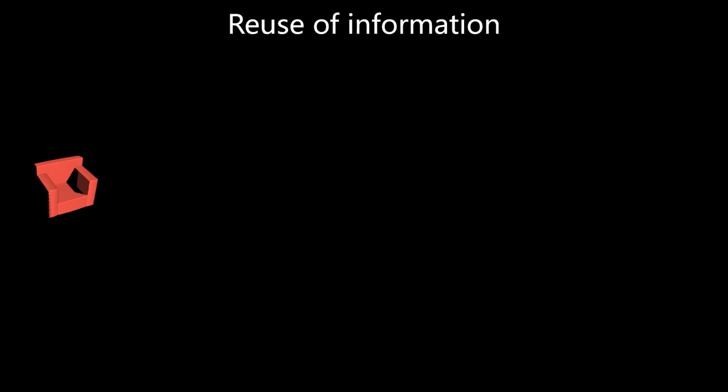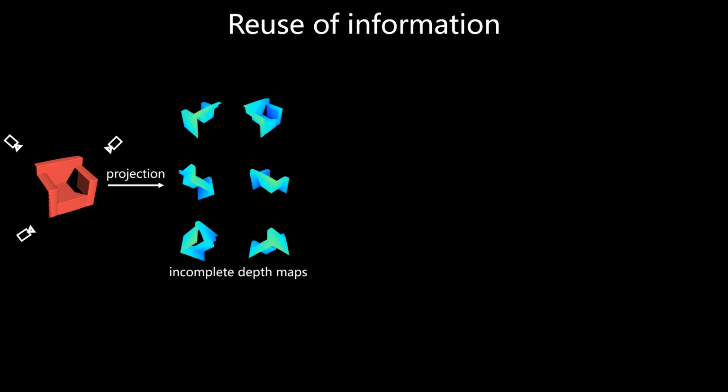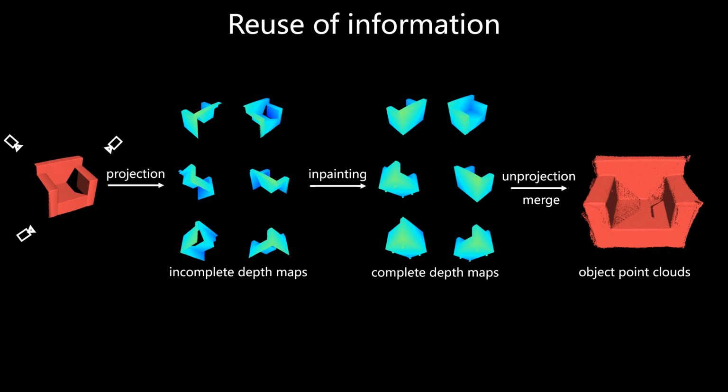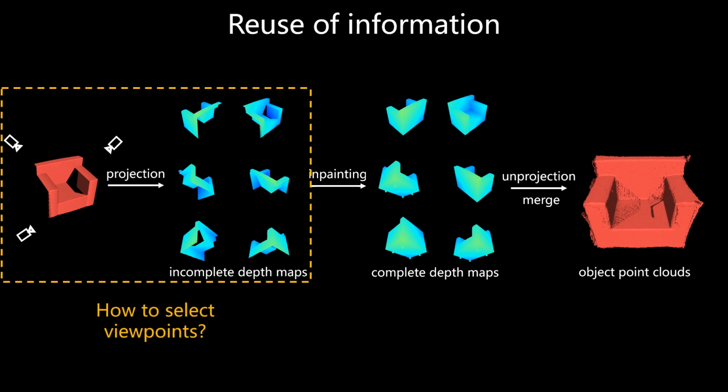The second way of utilizing the input point cloud we call reuse of information. By projecting the input point cloud under some nearby camera viewpoints, we can get some incomplete depth maps. If we could inpaint these projected depth maps, then these maps can be unprojected and merged into a complete point cloud. So how can we pick these viewpoints?